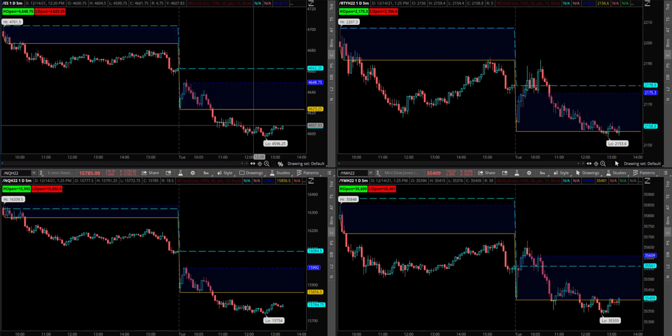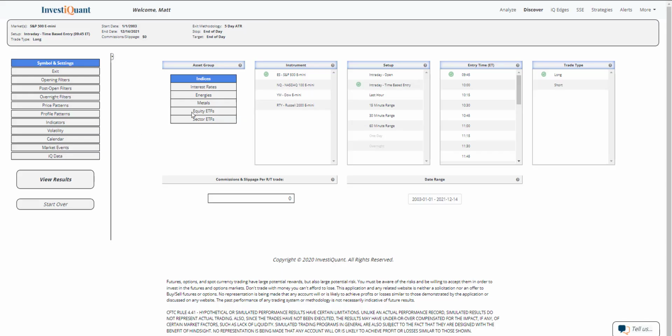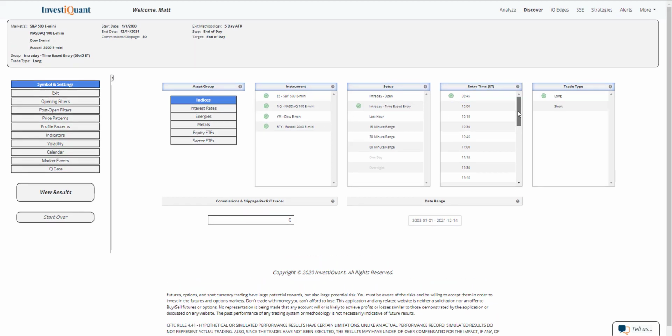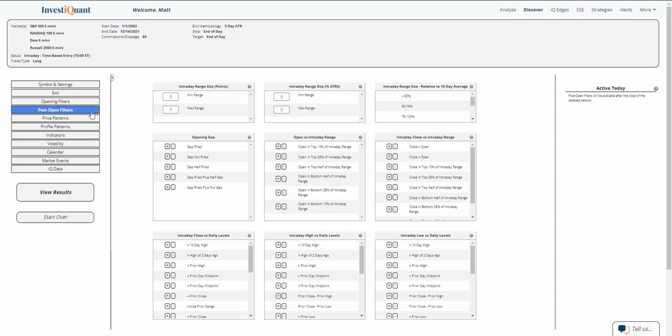So what we're going to look at this afternoon is what this type of weakness has led to when tomorrow is the FOMC announcement day. So, weakness ahead of the FOMC announcement. All right, I've got all four instruments selected here. We've got a 3 p.m. entry set up as a long that'll exit at 4:15 p.m. Eastern time. Now we're seeing weakness this morning and into the afternoon session.